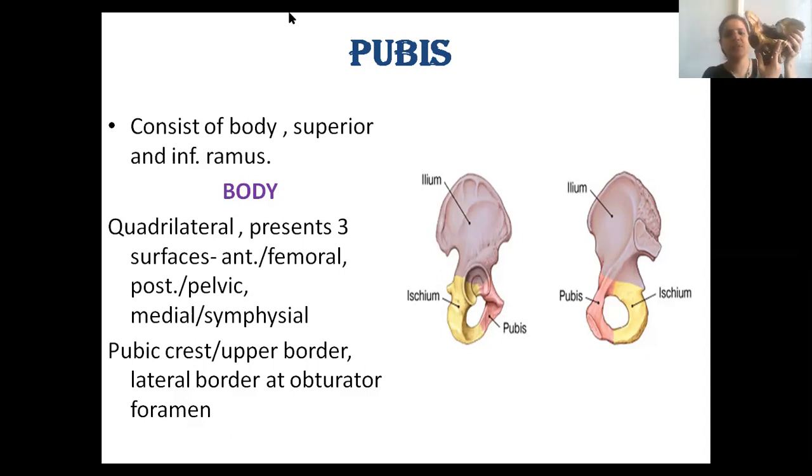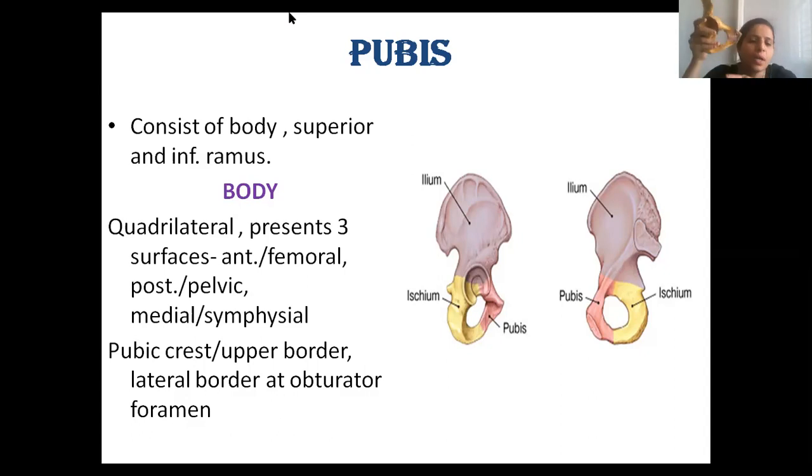Medial surface is the symphysis surface. That means how many surfaces does it have? This is the medial surface, and this is the femoral surface or anterior surface, and this is the pelvic surface, which is smooth inside, the posterior surface. Medial is symphysis.